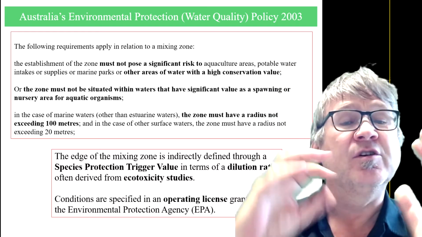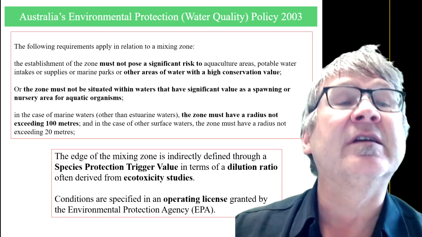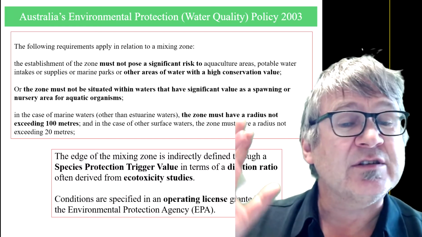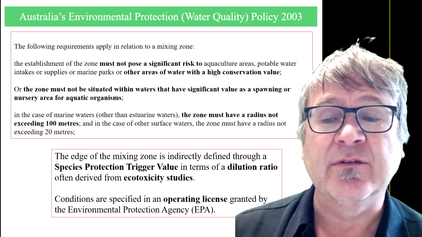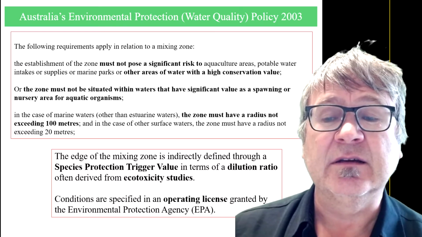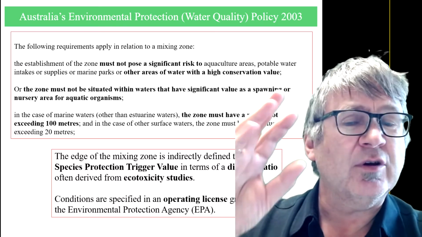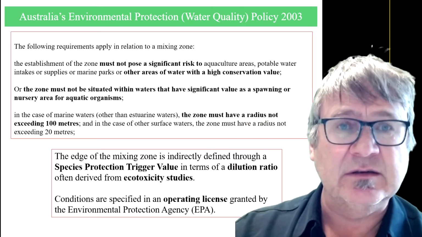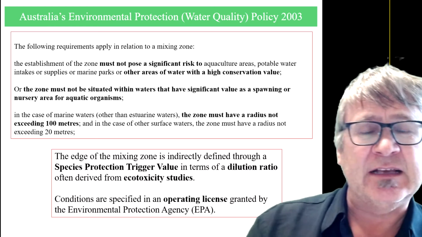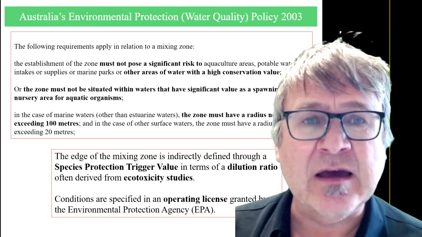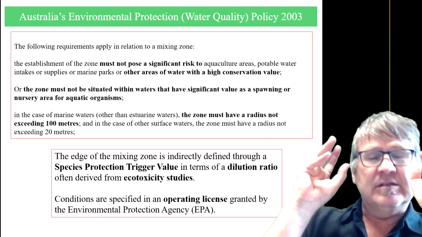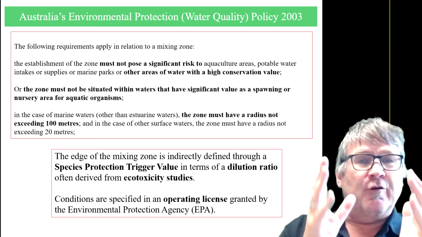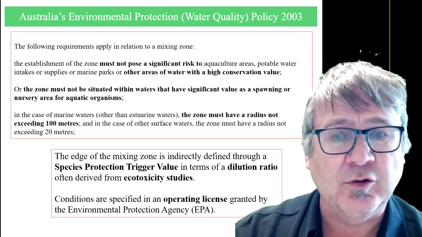But here now it comes. The zone must have a radius not exceeding 100 meters. And in the case of other surface waters, the zone must not have a radius exceeding 20 meters. When they talk about estuaries, they mean smaller estuaries, like river type of things, 20 meters, and in other water bodies, 100 meters. So this is good to know, 100 meters. So you can, if you apply for it, get a permit to pollute 100 meters.